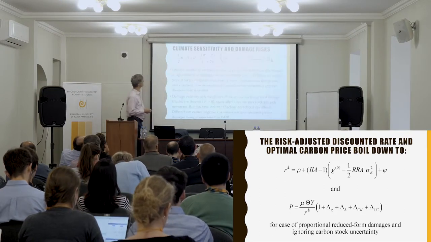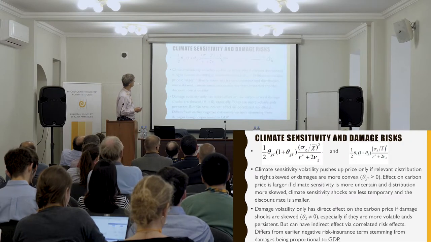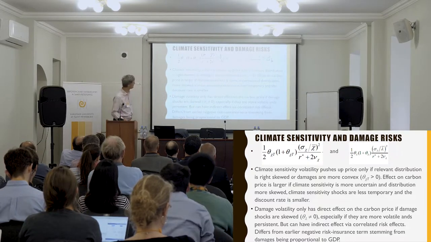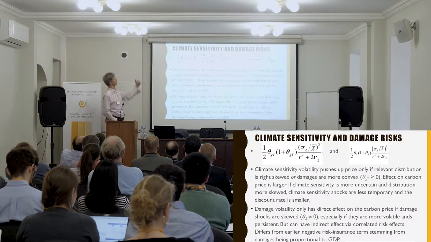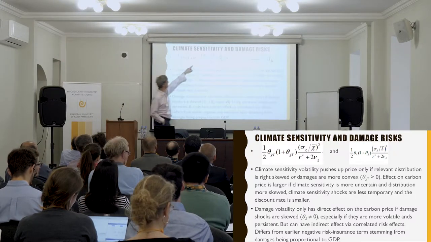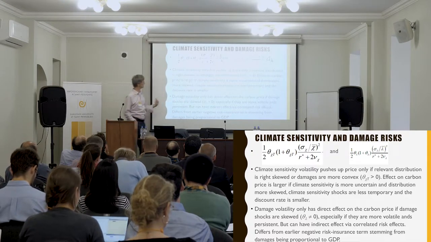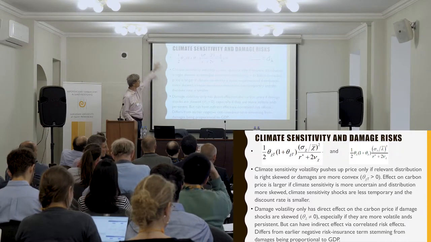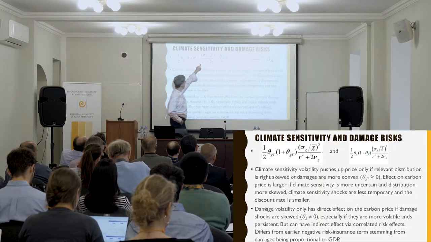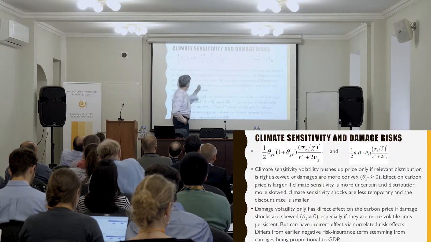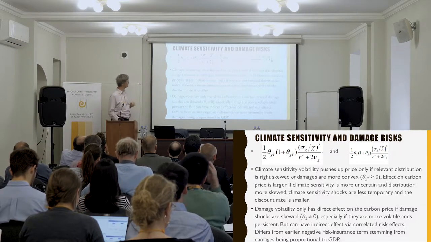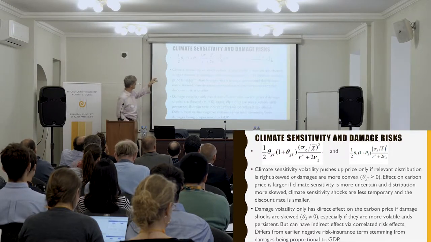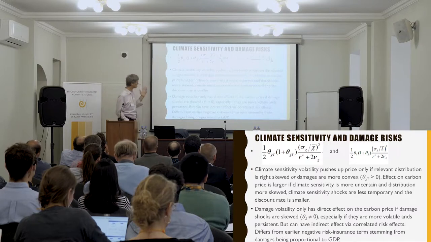So let me look at these two terms. This is the first term, and that's the second term. Let's not look at it too much, but you can see a few things already. You can see the volatility relative to the mean: if it's relatively volatile, you push things up. It will push up the price of carbon. But it will also depend on the discount rate, and it will depend on mean reversion. So the first bullet is that climate sensitivity volatility pushes up the price if the relevant distribution is right skewed, or damages are more convex.